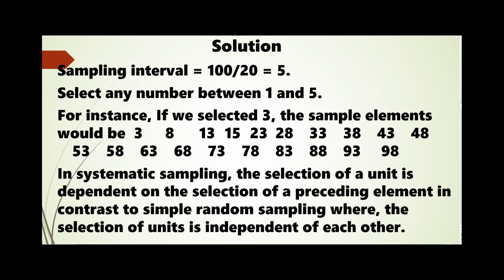Accordingly, the sample elements will be 3, 8, 13, 18, 23, 28, 33, 38, 43, 48, 53, 58, 63, 68, 73, 78, 83, 88, 93, 98. This means, from the ordered sequence of the documents, the 3rd, 8th, 13th, 18th financial documents would be selected or included in the sample for audit or critical investigation. In systematic sampling, the selection of a unit is dependent on the selection of a preceding element, in contrast to simple random sampling where the selection of units is independent of each other.